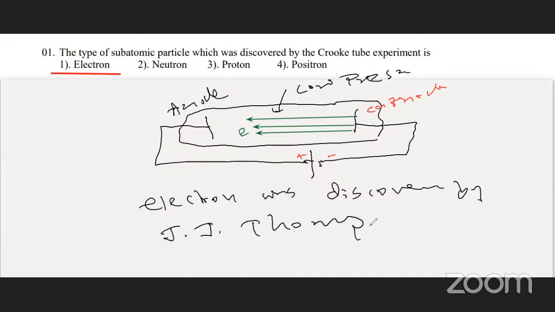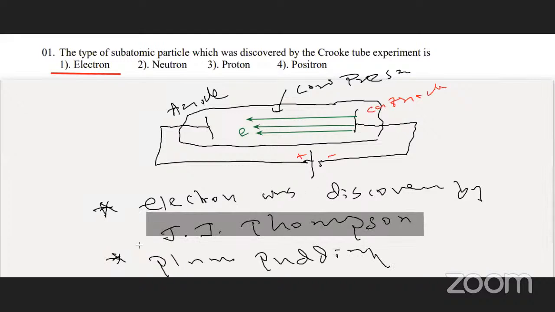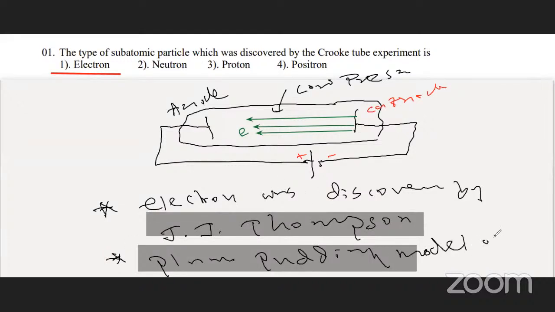In addition to that, you should know Thomson's link with one more important thing, that is the first atomic model, called the plum pudding model. Plum pudding model of the atom also by J.J. Thomson. So J.J. Thomson, discovery of electron, that's important for MCQs, and plum pudding model of the atom.